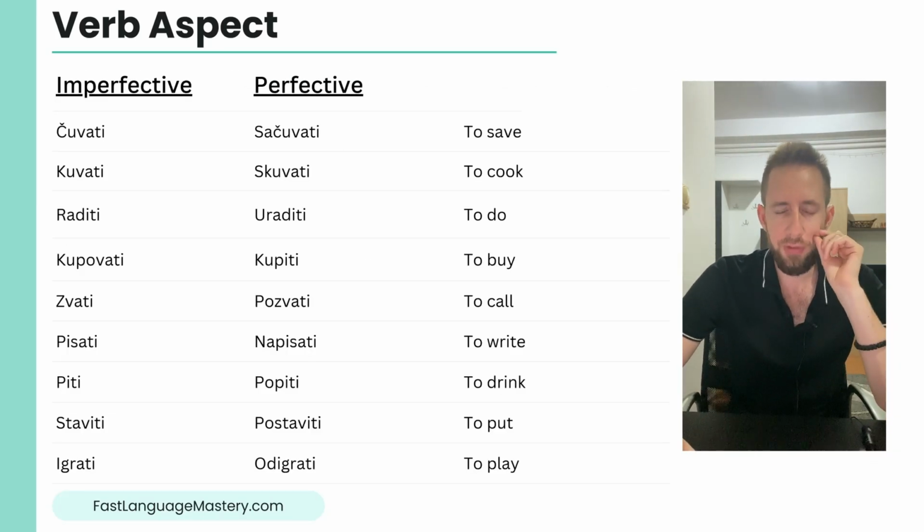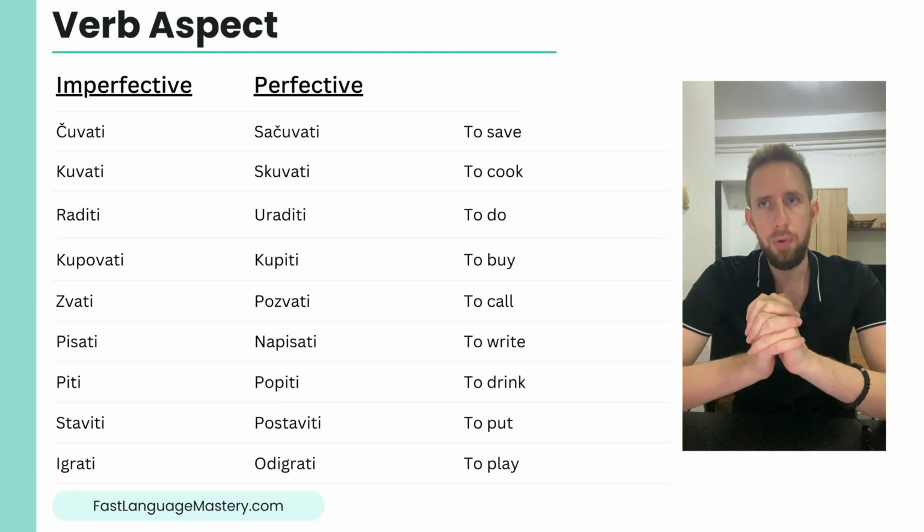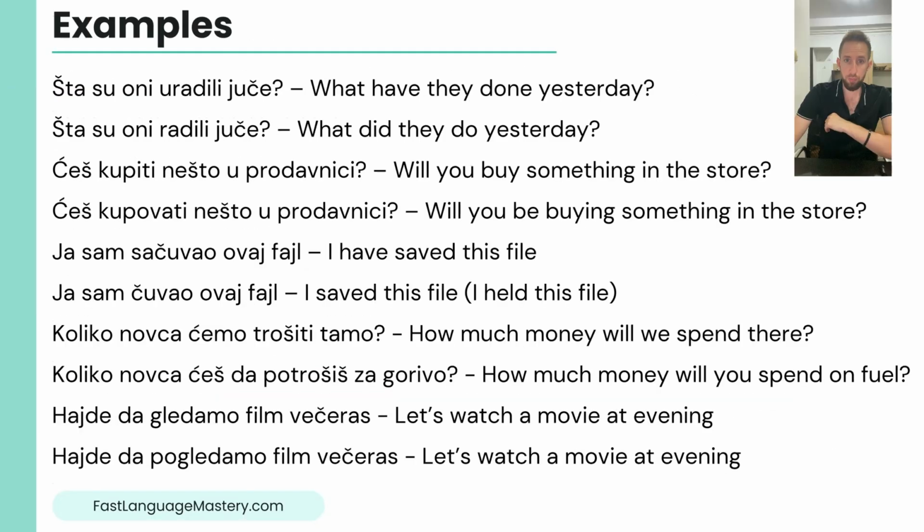So then we also conjugate perfective verbs in past and future. For example, ja sam sačuvao, I saved, or ja ću sačuvati, I will save. Yeah, hopefully you understand. Let's go to more examples.